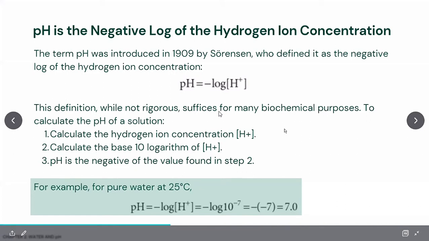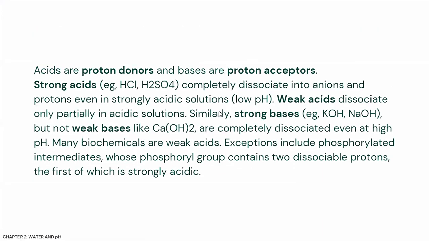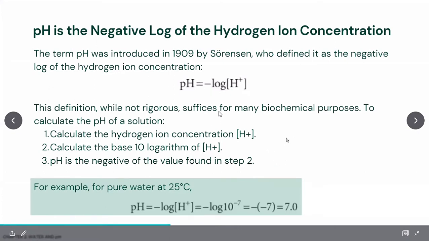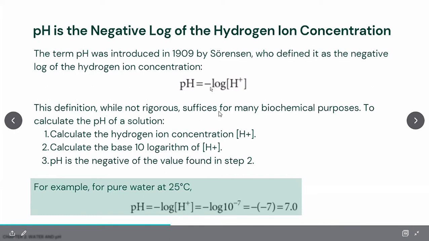Now, for this particular exam, I will not ask you to compute for pH of given solutions, so you can do away with that. But you must remember that this is the definition of your pH: negative log, where the logarithm here is base 10, of the hydrogen ion concentration.